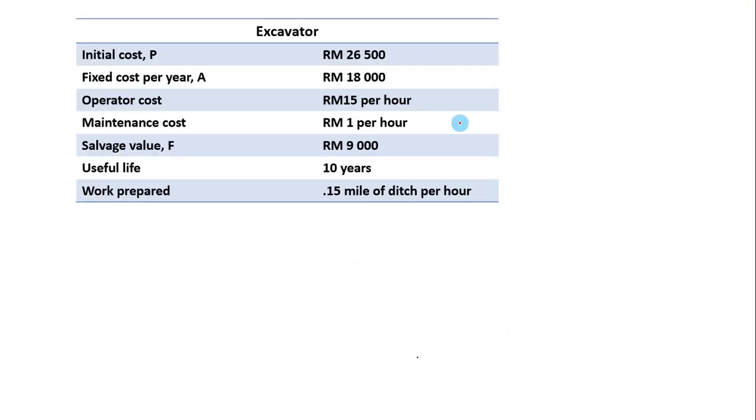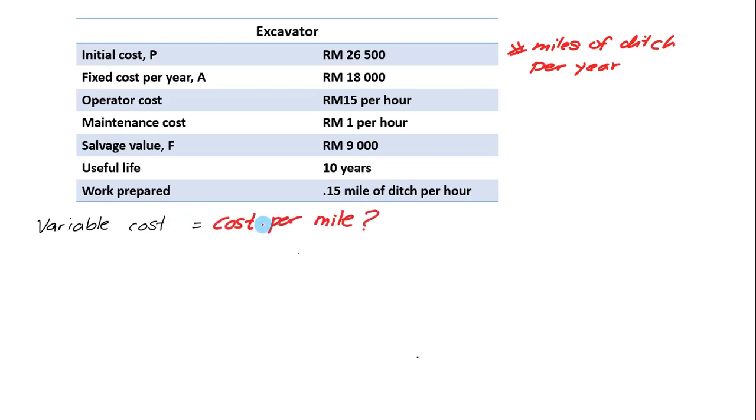So this is the information given for the excavator, right? Remember that we are interested in finding the number of miles of ditch per year. So the first thing that we want to do is to find the variable cost, which is the cost per mile. Okay, so how do we find the cost per mile? The reason we want to find the cost per mile is so that we can get the annual variable cost related to the cost per mile.